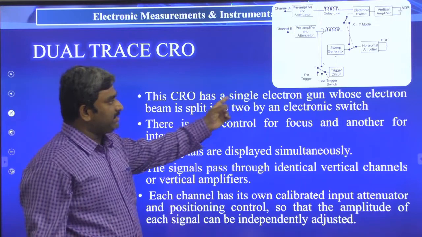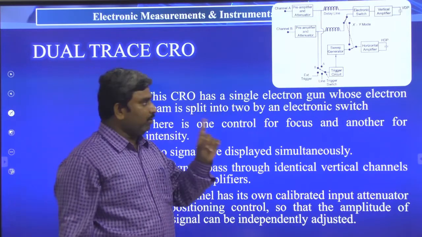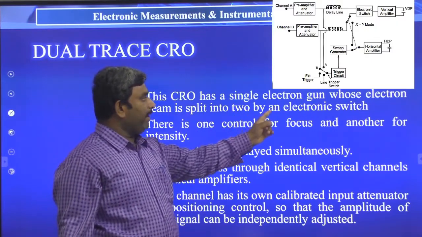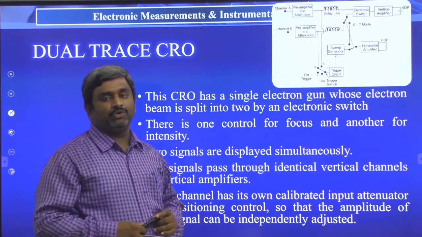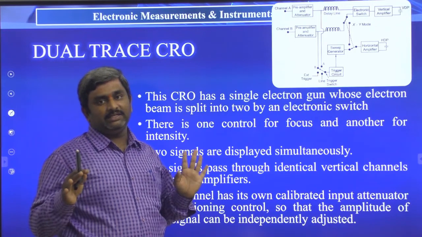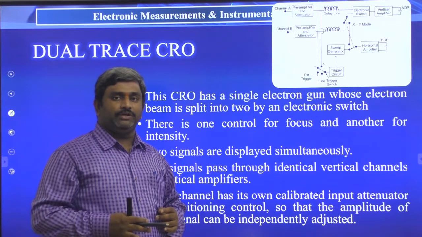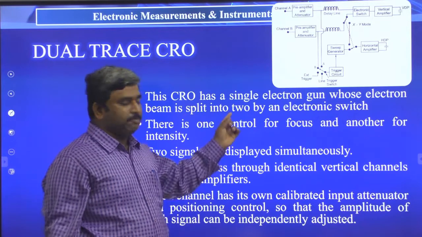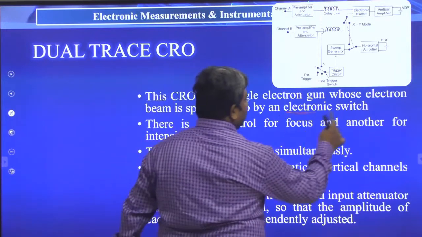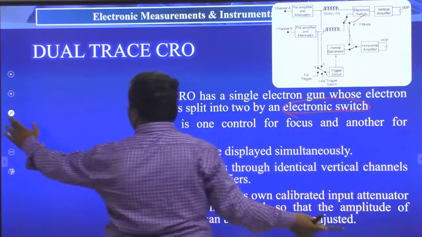The dual trace CRO has a single electron gun whose electron beam is split into two by an electronic switch. This electron beam is split into two parts of the signals, where one part is related to channel A and another part is related to channel B information, by a special switch called the electronic switch. So this is that particular electronic switch.